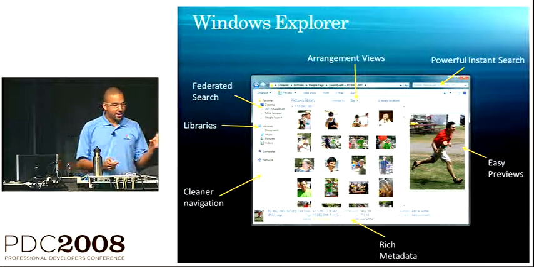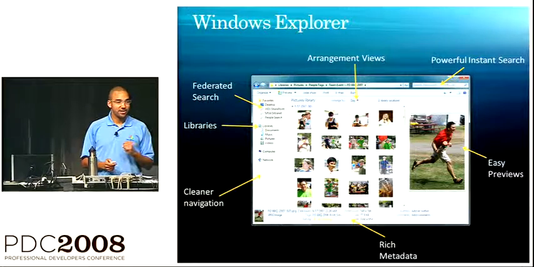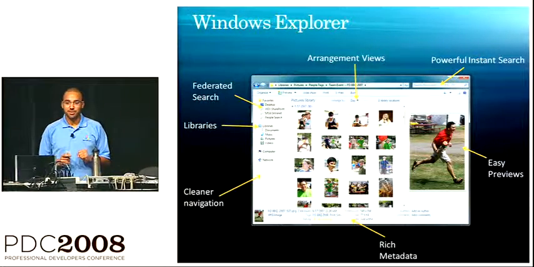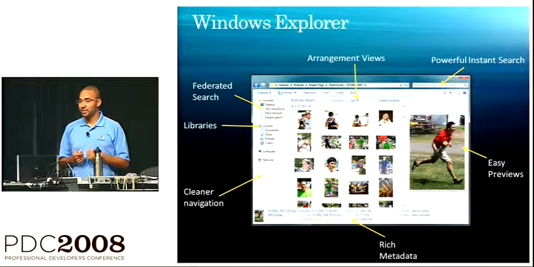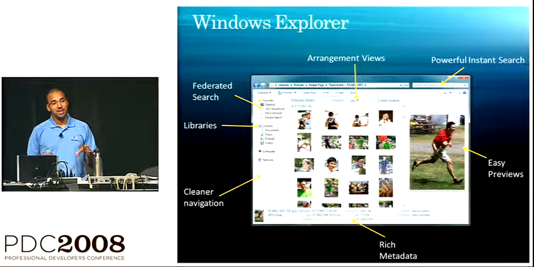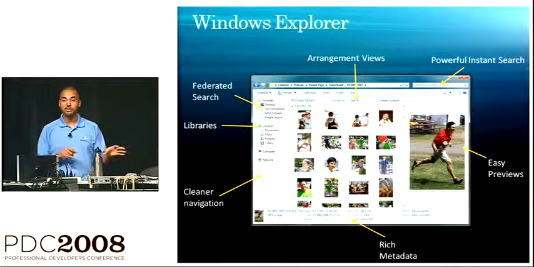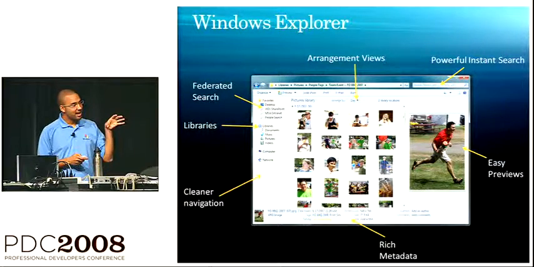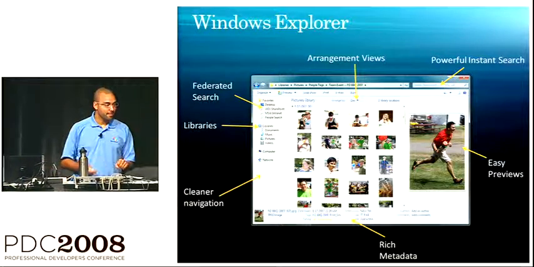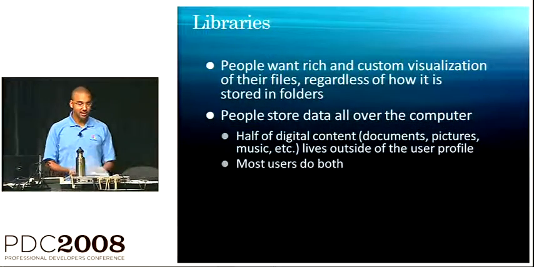So, I mentioned libraries and federated search. And we saw this in the demo this morning, too. Libraries are a new way for users to organize their files in a way that wasn't possible to them before. And federated search is a way to connect to your data on remote servers through the Windows Explorer. So let's actually drill into these and look at them in depth. So libraries.